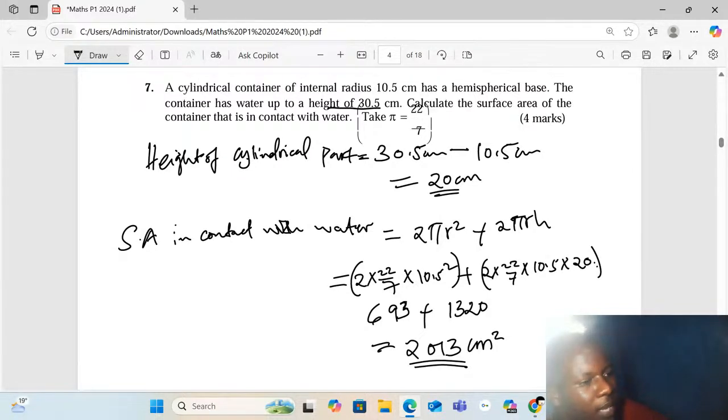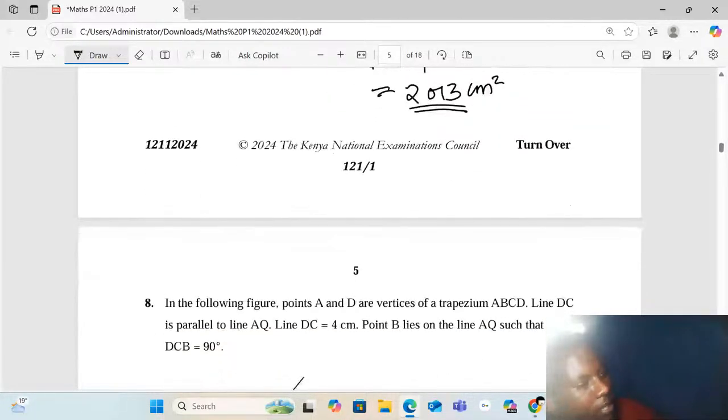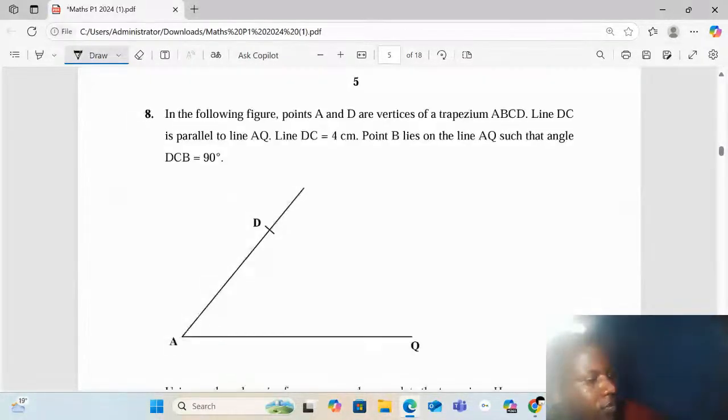Now that becomes the surface area, or rather, the place that is in contact with water. That's simple. You get your 4 free marks. And to the next page.